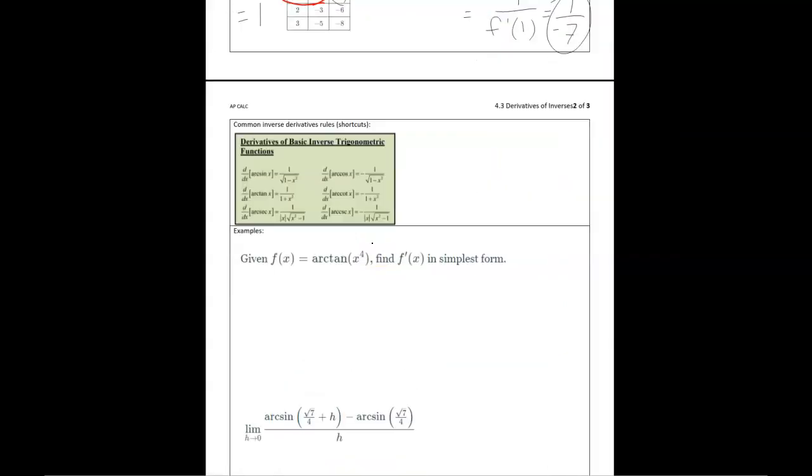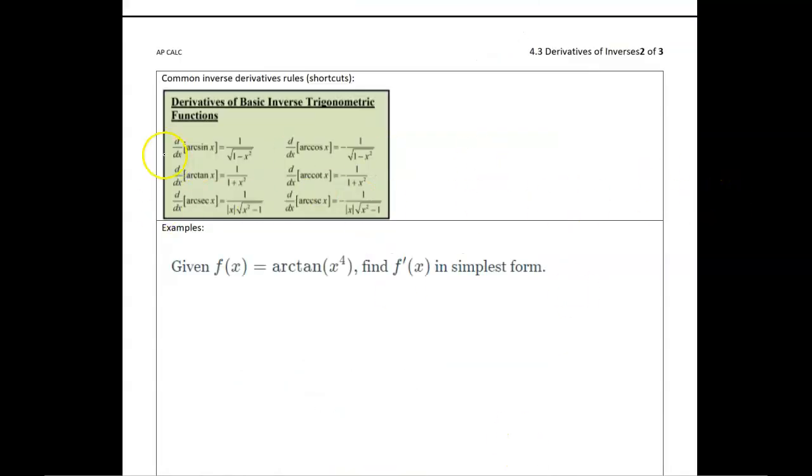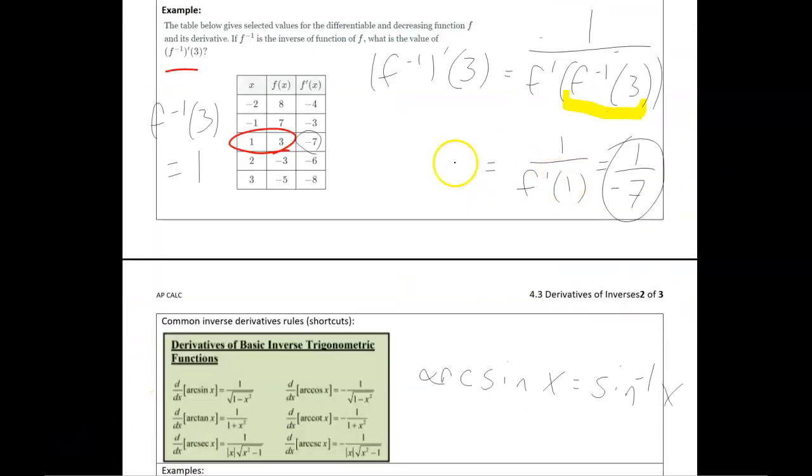Now, on the next page, these rules go with the inverse rule in the sense that these are all inverses of trig functions. So we just studied trig functions. Arcsine of x, for example, is the same as sine inverse of x. So these are just two different notations that mean the same thing. So these are all the inverse trig functions. So arcsine is the opposite of sine.